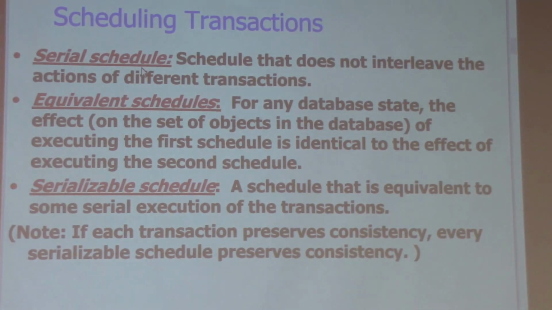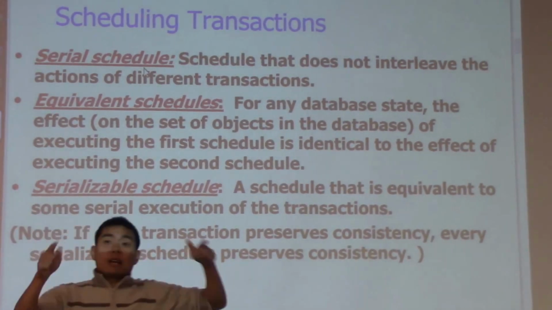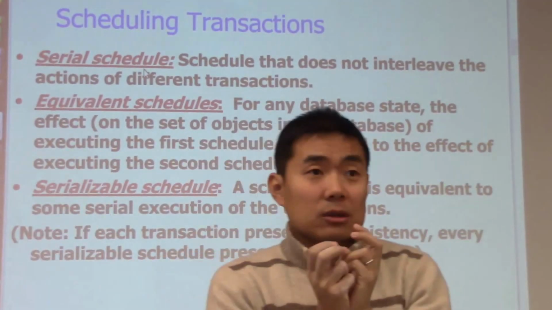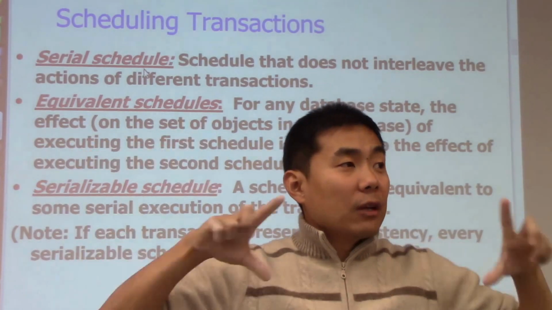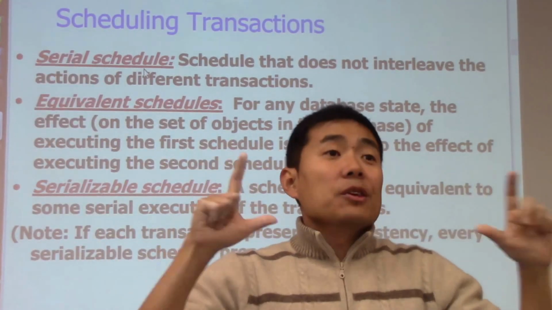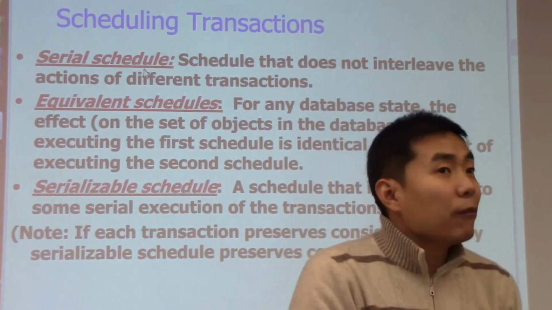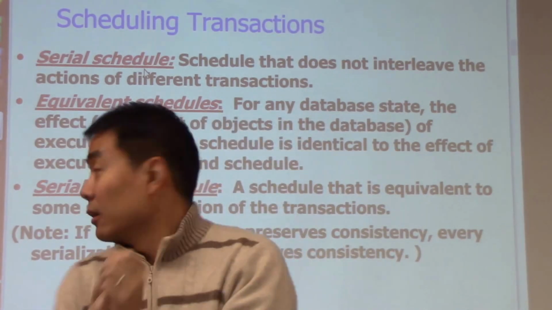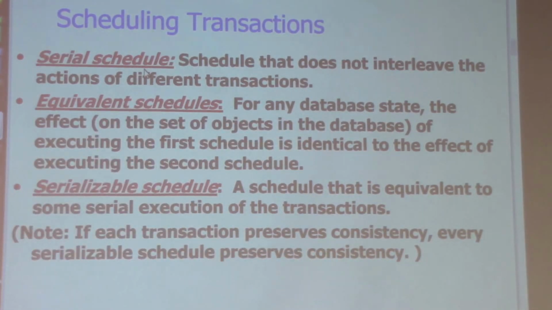And then we introduce equivalent schedules. Note that this is the plural. That's singular. So serial schedule is talking about a single schedule. Equivalent schedules are talking about at least two schedules. When you are given two schedules, S1 and S2, they are equivalent schedules if and only if the end effect is the same for the two schedules you have. For example, this schedule right here and this schedule here, they are equivalent schedules because the end effect is exactly the same. So that's what we call equivalent schedules.